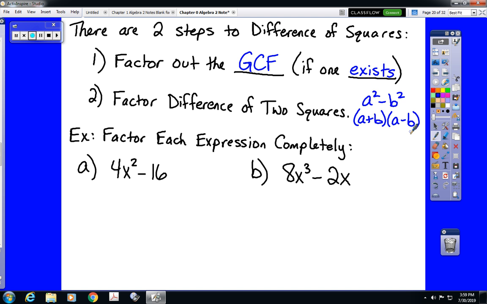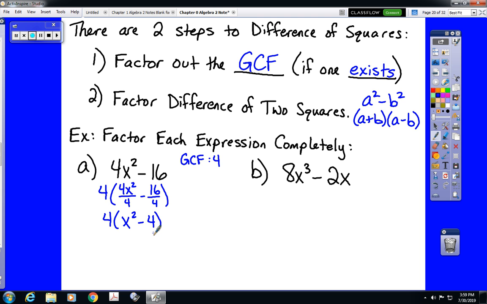So let's do some examples. First example here, 4x squared minus 16 has a GCF of 4. So we would start by factoring that out. Again, when we factor that out, what we're doing is dividing the original problem by the GCF. It has a GCF of 4. So that is x squared minus 4.